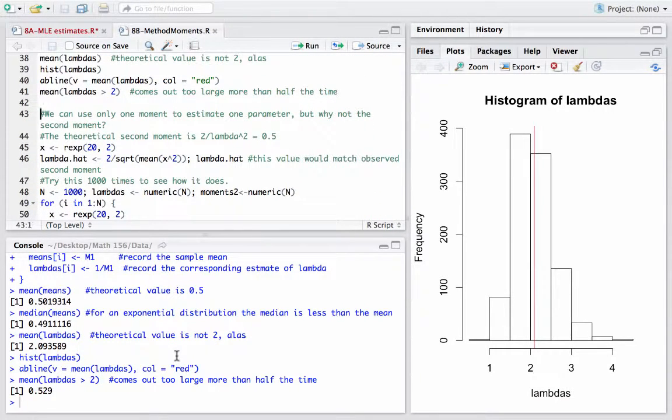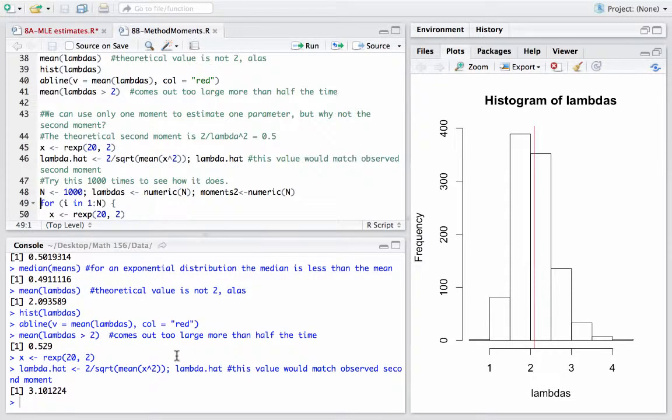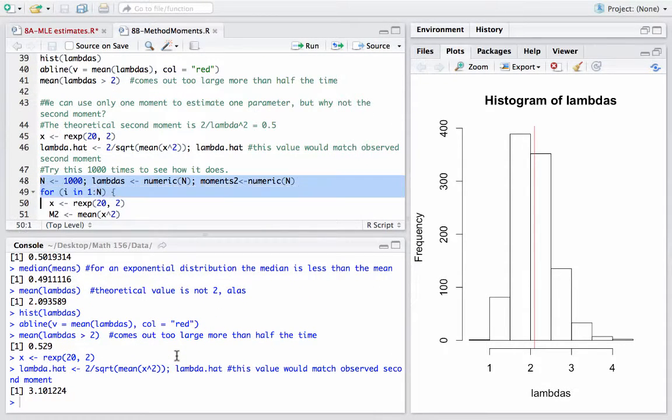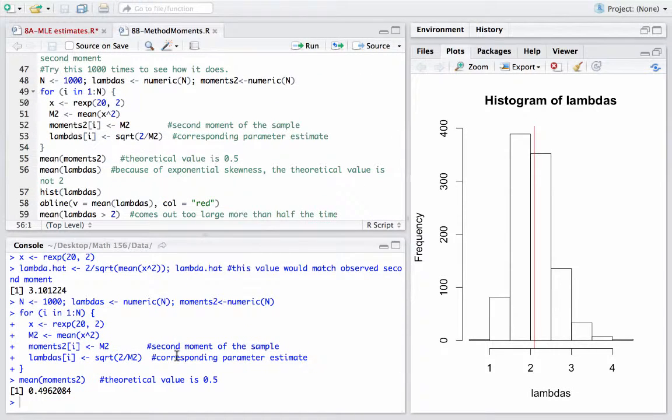So Paul says, well, we only need 1 moment per parameter, but why use the first moment? Why not use the second moment? So let's take a look. The theoretical second moment is 2 over lambda squared. In this case, that's also a half. So we'll draw another random sample, and now this is our new estimator. Again, we're going to simulate this 1,000 times and see how it does. And again, our sample second moment comes out pretty close to the theoretical value.